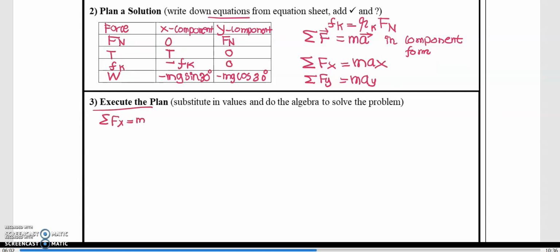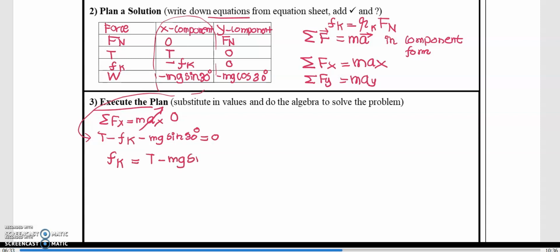So let's start with net force in x direction is equal to mass times acceleration in x direction. There's no acceleration in x direction because the object is moving at a constant speed. And we have to just add all the components of forces acting in x direction. Tension minus Fk minus mg sine 30 degrees is equal to 0. And since we are solving for kinetic friction, I'm going to get an expression for the kinetic friction. It is equal to tension minus mg sine 30 degrees.